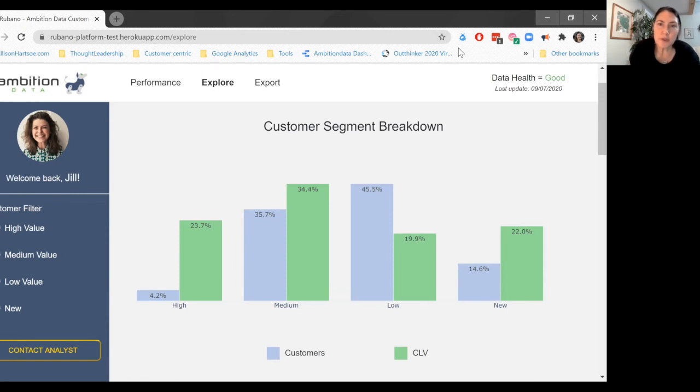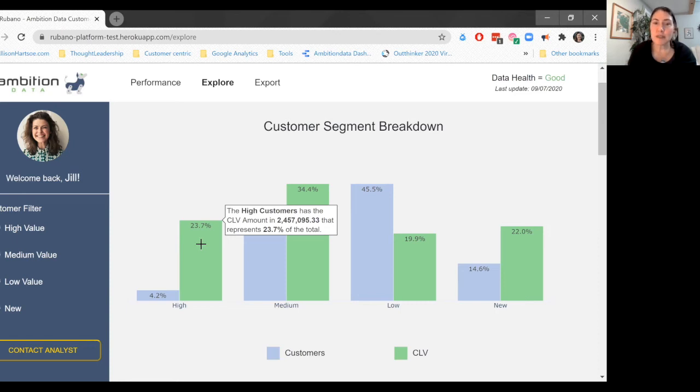So how do we do lifetime value customer segmentation with Rubino? Well, this is an example of the customer segmentation breakdown, very simple: high, medium, low, and new customers. Where do new customers enter? Which is oftentimes a question that companies who are definitely trying to acquire new customers want to know the answer to. And as you can see, the blue stands for the percentage of customers, and the green stands for the CLV.